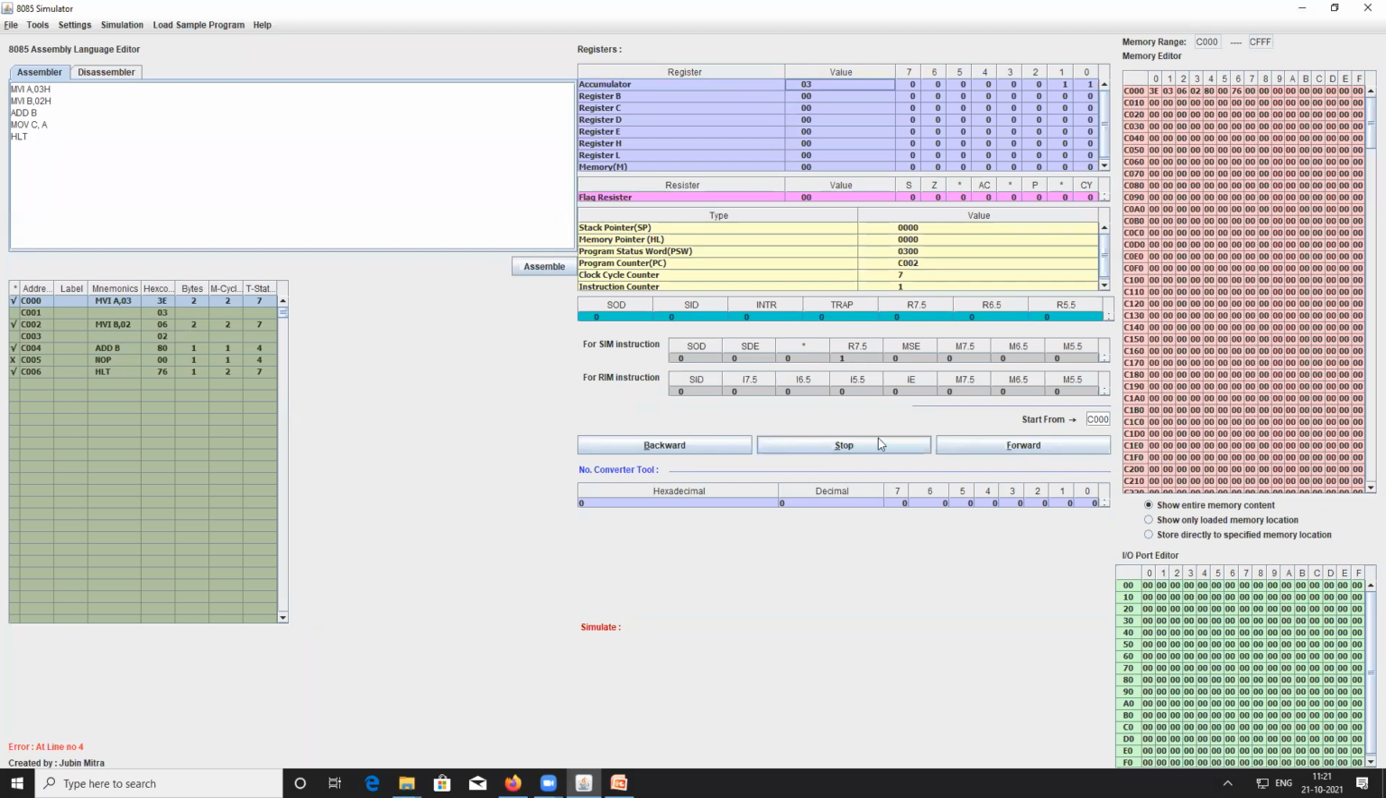After the next instruction, 02 will go to the register B.